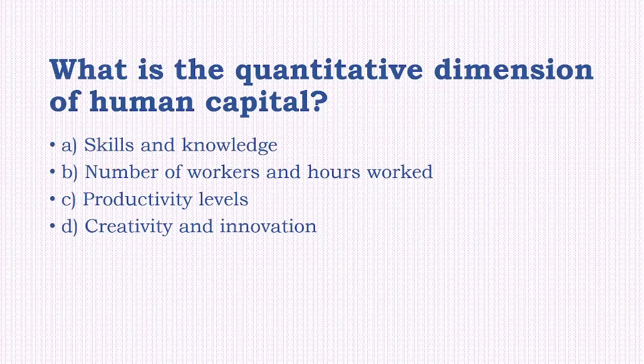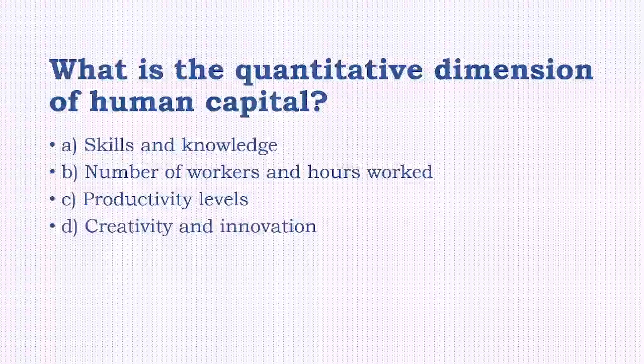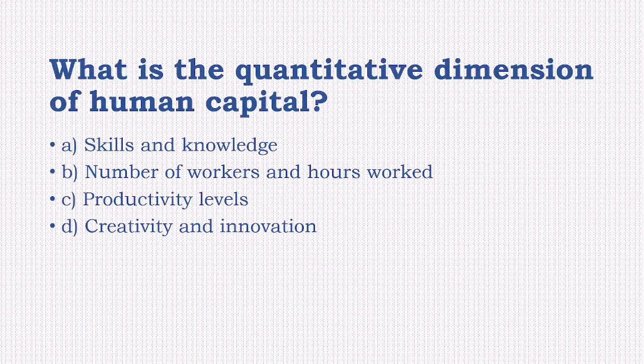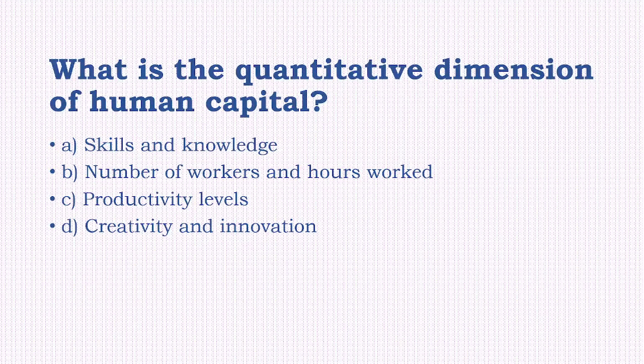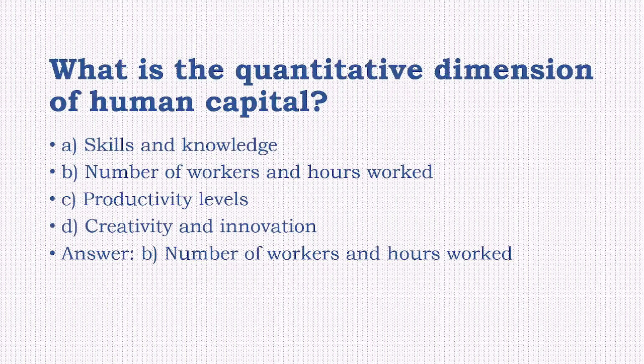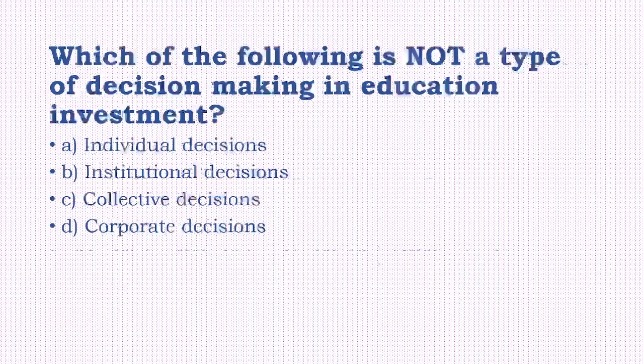Next, what is the quantitative dimension of human capital? Options: skills and knowledge, number of workers and hours worked, productivity levels, creativity and innovation. Answer of this question is option B, that is number of workers and hours worked.